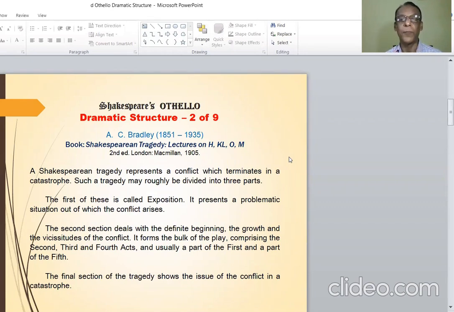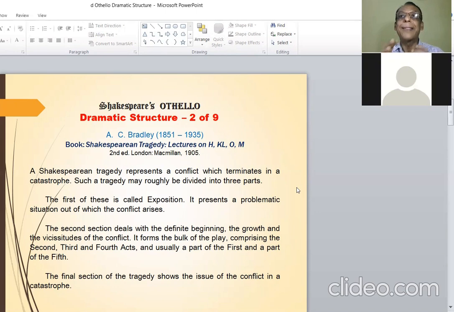And the final section, the third section of the tragedy, shows the issue of the conflict in a catastrophe. Here in Act 5, Scene 2, we see that Desdemona is murdered, Emilia is murdered, Othello stabs himself, Rodrigo is murdered. So there is a mountain of dead bodies. So this is a catastrophe. So every Shakespearean tragedy starts with a conflict and ends in a catastrophe. Hope it's clear. Is it clear? This is Bradley's observations on Shakespearean tragedy.